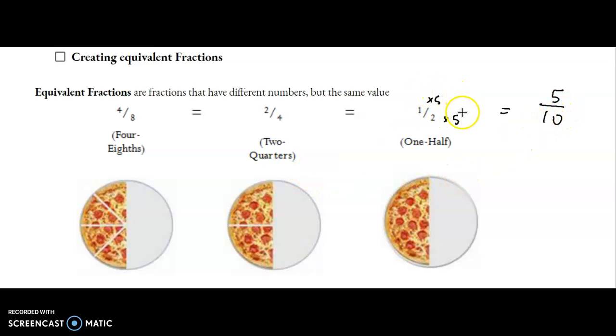So in this case, as you see here, we just multiply by our greatest common factor, that in this case is 5. 1 times 5 is 5, and 2 times 5 is 10. So it means 5/10 is the equivalent fraction for 1/2.